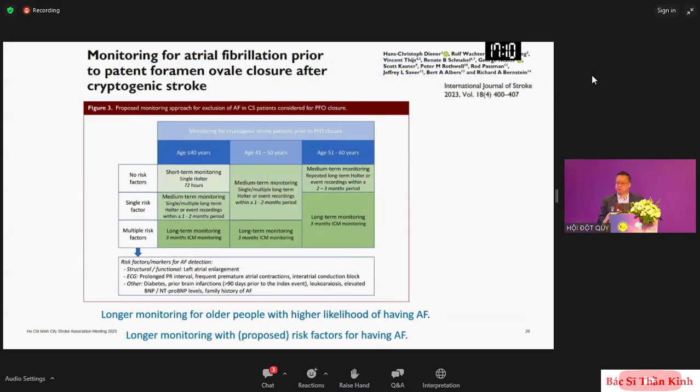And some colleagues and I put together a paper which suggested how long we should monitor for atrial fibrillation before closing the PFO in cryptogenic stroke. And the general concept is that for older people who are more likely to have atrial fibrillation, we look for a longer period of time, and younger people we don't look for as long. And for those people who we think are more likely to have atrial fibrillation besides age, which is probably the strongest risk factor, we also look for longer. So those patients we think who have high risks of having atrial fibrillation.